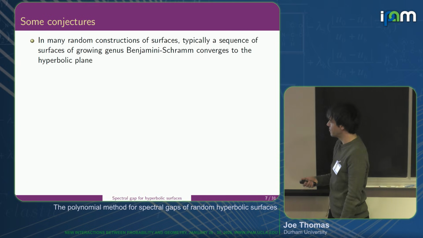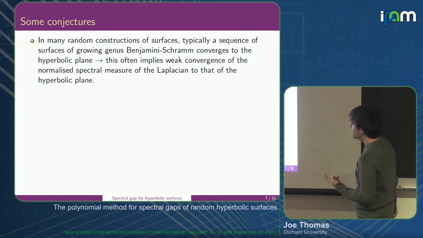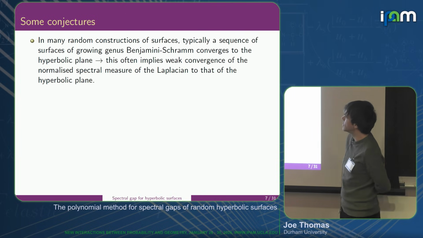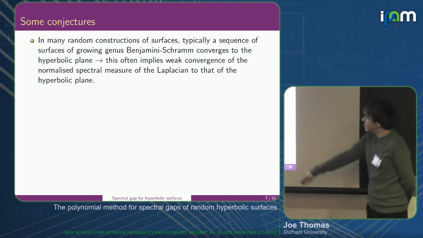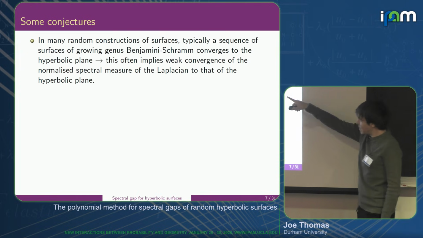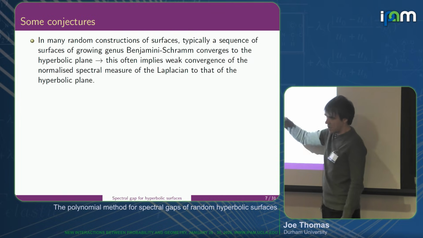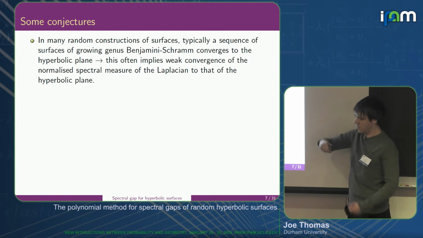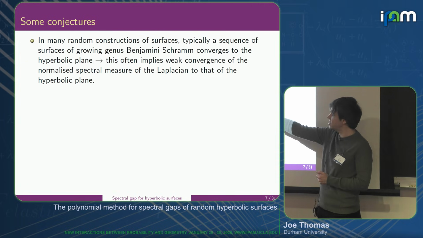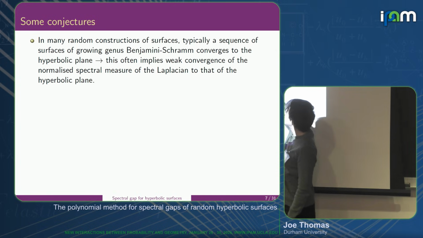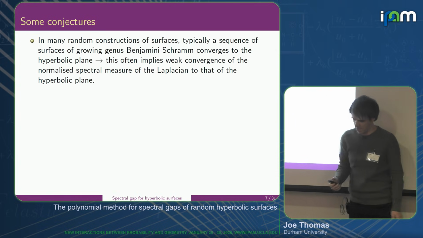And what this often implies, with some minor conditions, maybe you want some lower bound on the systole of these surfaces, is a weak convergence of the spectral measures. The spectral measure for the Laplacian on my surface is where I put a Dirac mass at every eigenvalue, normalized by the volume. This sequence of measures will weakly converge to the same thing, but for the hyperbolic plane.